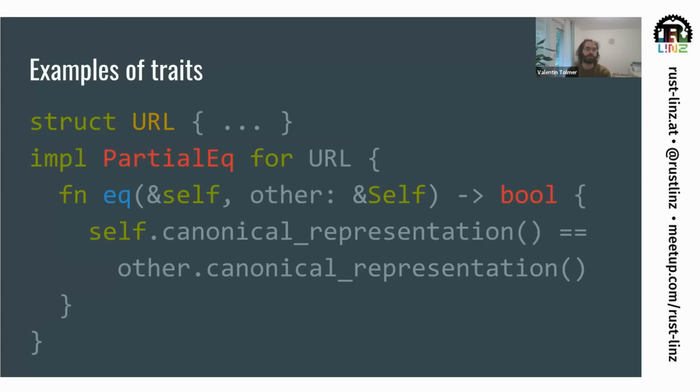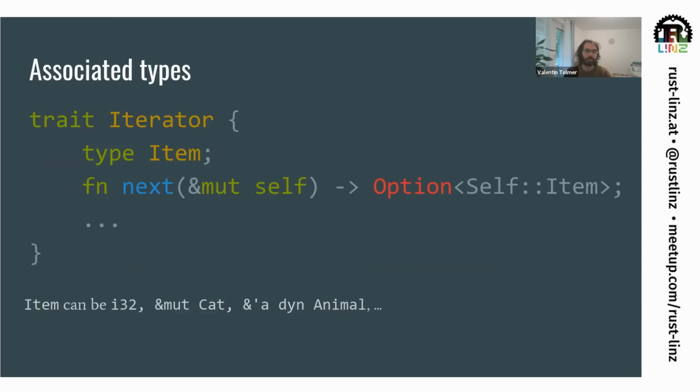Now, I want to talk to you about my favorite trait in Rust, and it's the Iterator trait. But for this, I have to introduce the new concept of associated types. So associated types, they will look familiar to C++ template gurus.